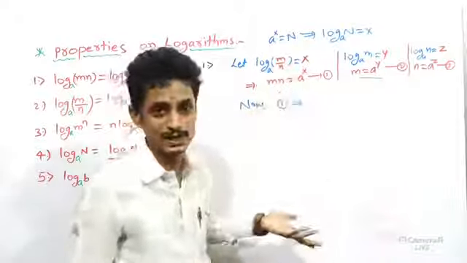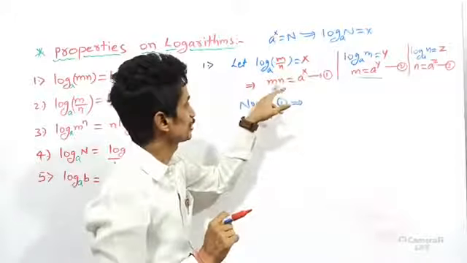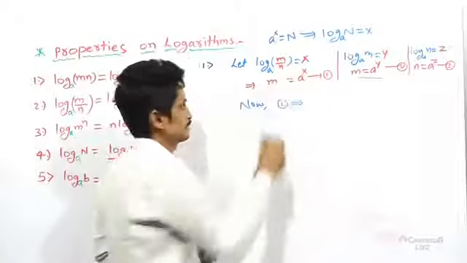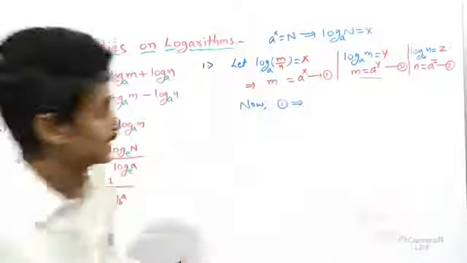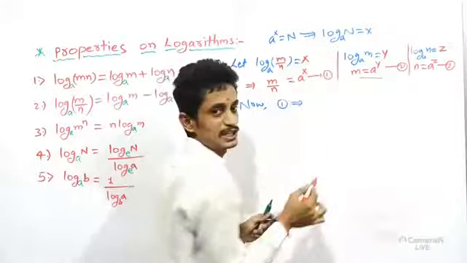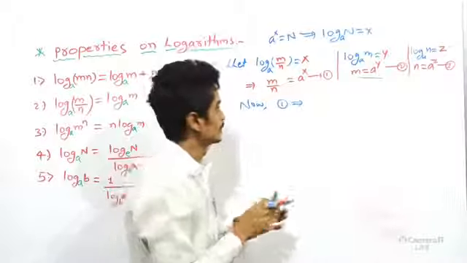I don't know what power we'll get. That's why I simply assume x. Rewrite in the exponent form. What will be the value of that? That is m divided by n. Writing as it is, m divided by n, and a to the power x. Now we got the logarithmic representation in exponential form.